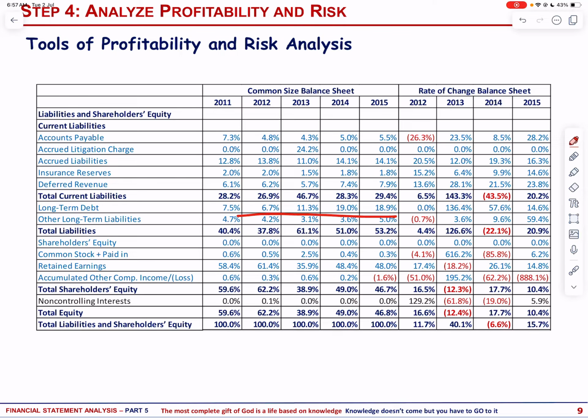Retained earning as a percentage of total assets decreased from 58.4% to 48% in the year 2015.